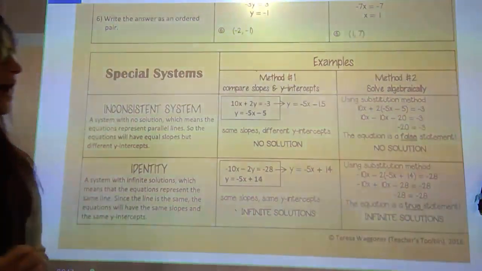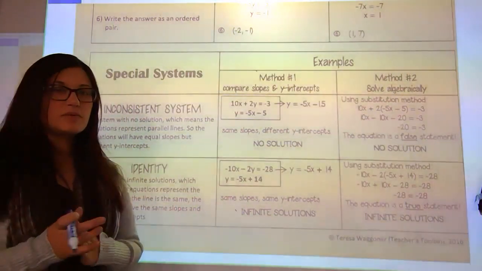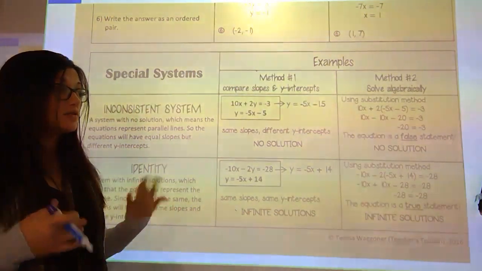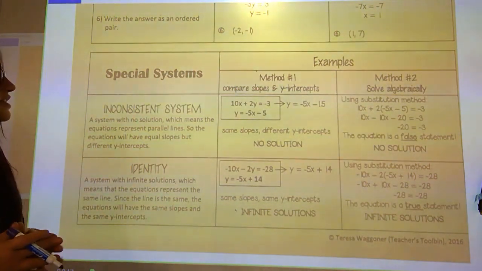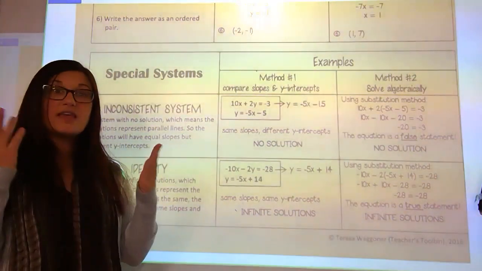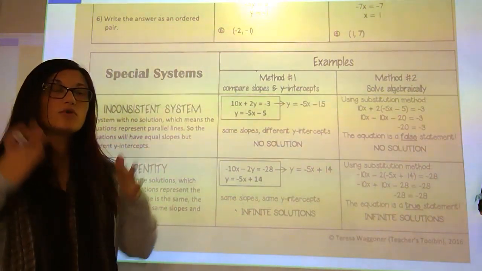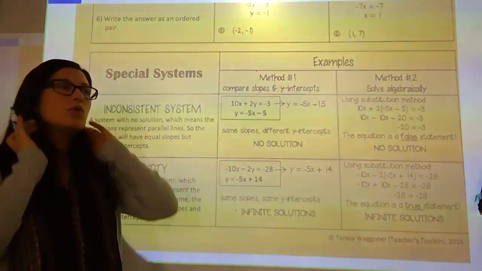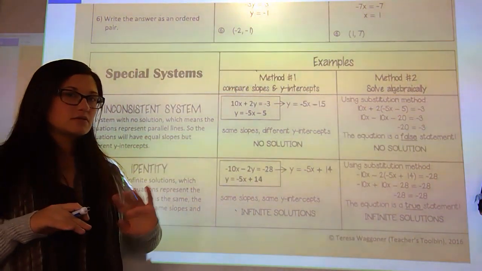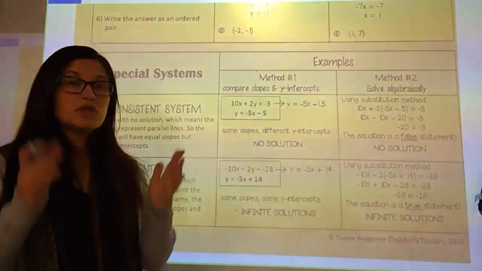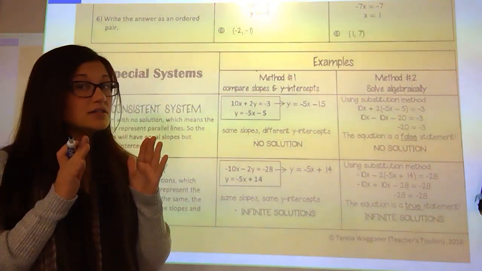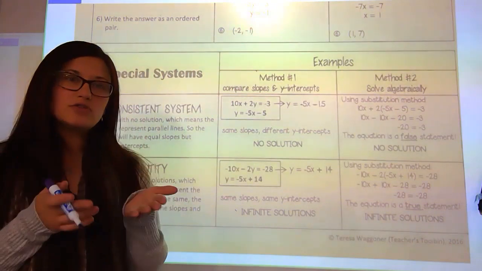And now at the bottom, they just kind of went over some of those different types of solutions that you can have. Okay, so most of the systems crossed, right? And they had one solution, or the lines crossed on the graph. So, but sometimes something funky happened, right? Like, remember the times when the lines were parallel and they didn't cross? So they didn't have a solution.